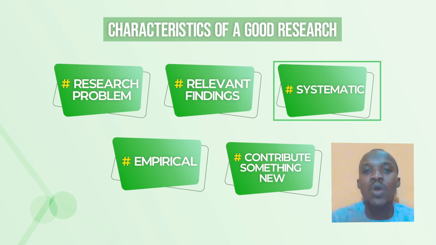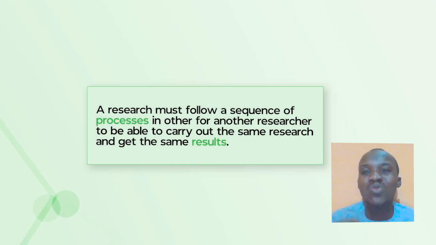In other words, one stage must lead to another stage, which must lead to the next, and the next, until the final stage. When we're talking about the concept of systematic, it means that it must follow a sequence of processes. It must follow a sequence of stages and steps in order for another researcher to be able to carry out that same research I did and get the same result.